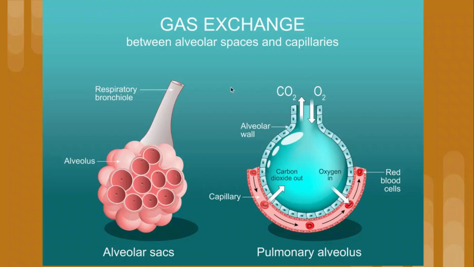So how does gaseous exchange take place? You look at this image. This is the bronchiole. It ends in an alveolus. You see, they all look round, like small balloons or air sacs. Okay, so when you take a closer look, this is how it looks.